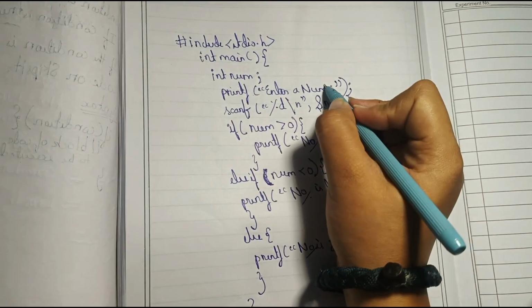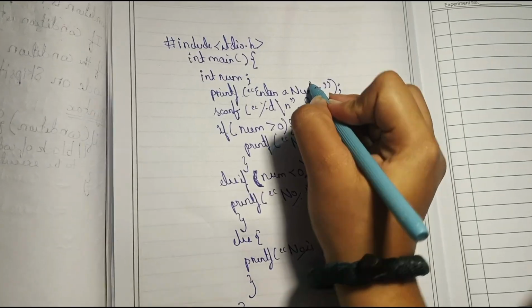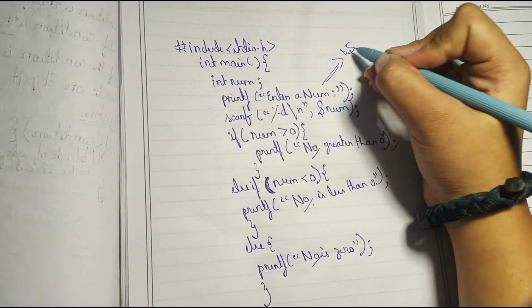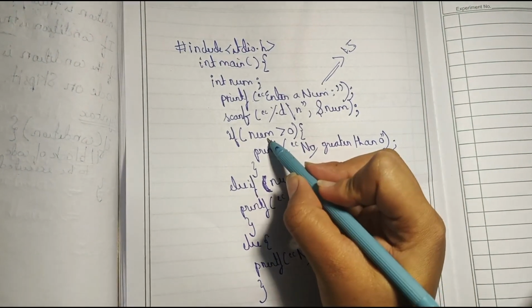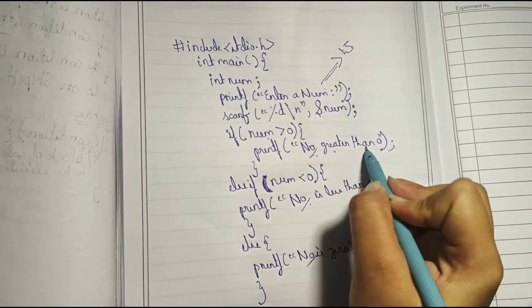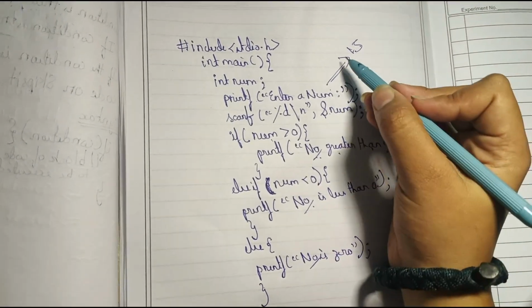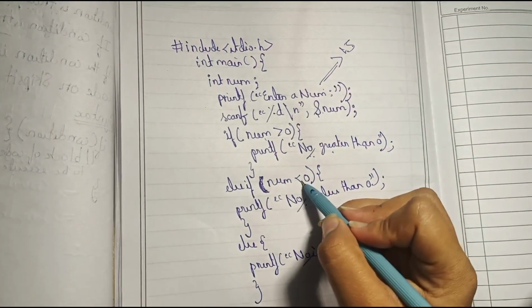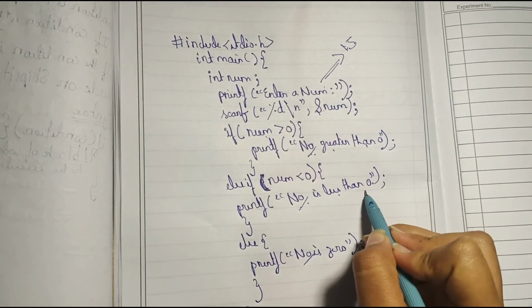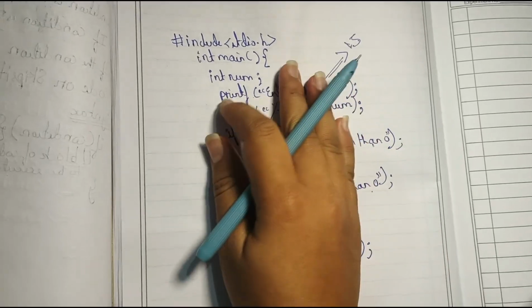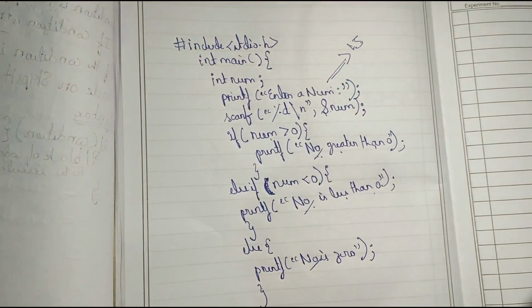If you enter a number like 15, then 15 is greater than 0, it will print the number is greater than 0. If you write minus 15, it is lesser than 0, then it prints the number is lesser than 0. I'll show this by executing in the system now.